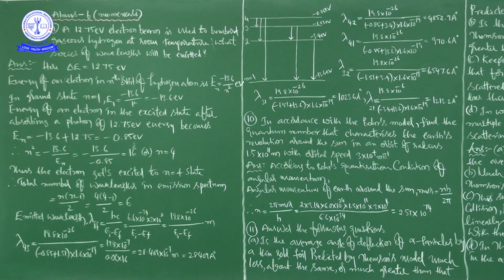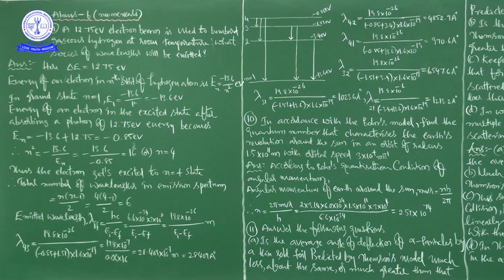First, the given value is delta E equal to 12.75 electron volt. This formula, we discussed yesterday also in our previous problems. The energy of an electron in the nth orbit of a hydrogen atom is En equal to minus 13.6 divided by n square electron volt.